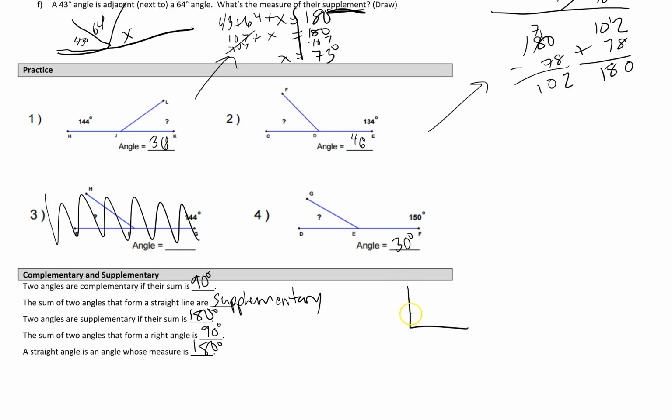So again, complementary, corner. It's split up, could be two angles, could be three, could be four, could be a bunch. Supplementary makes a straight line. Again, could just be two angles, could be three, could be four, could be a bunch. But supplementary, straight line; complementary, corner.